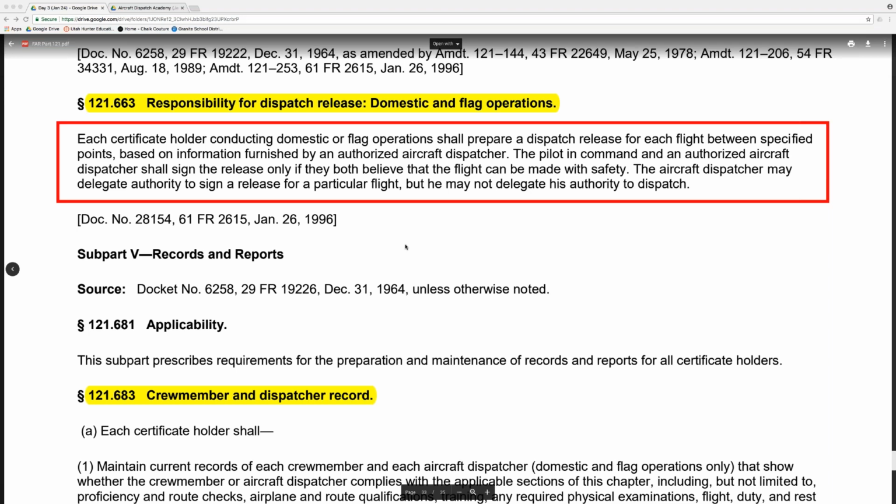Okay. So this one's really important for us dispatchers. So what this is saying is that an aircraft dispatcher for 121 rules has to prepare the dispatch release, right? And then it's also saying that the pilot in command and the authorized dispatcher have to sign the release only if they believe that the flight can be made with safety. So whenever we create a dispatch release, both the pilot and the dispatcher sign that release.